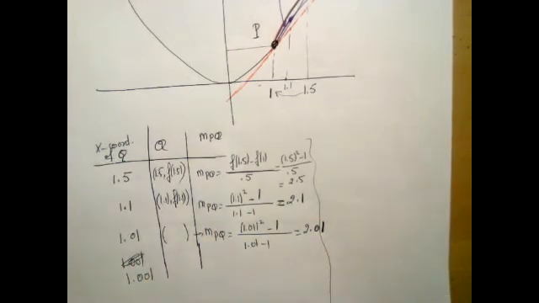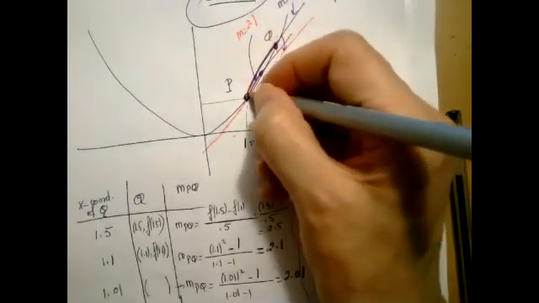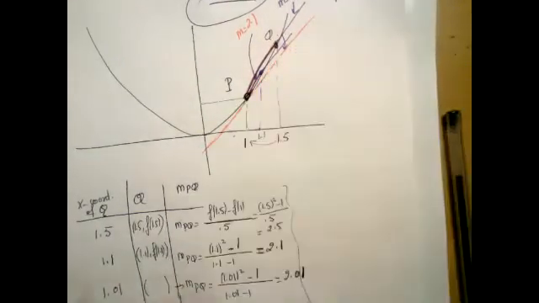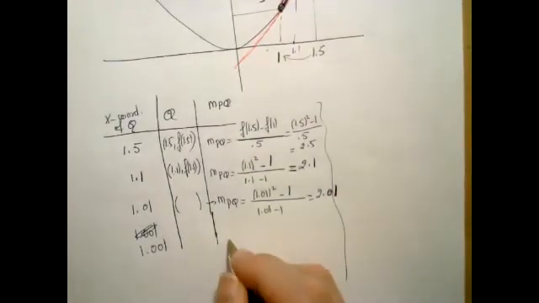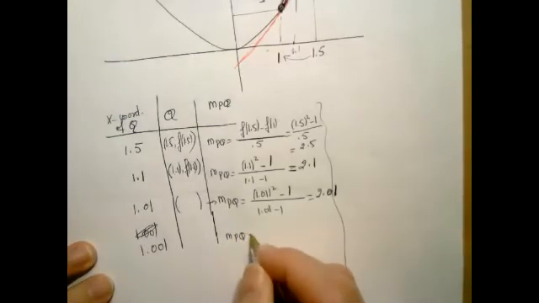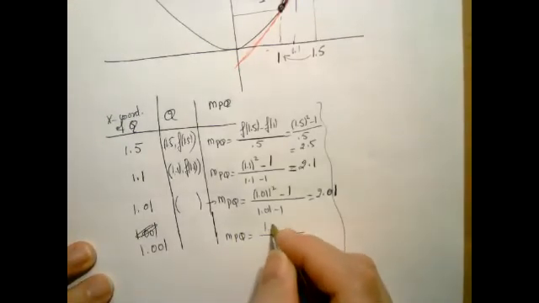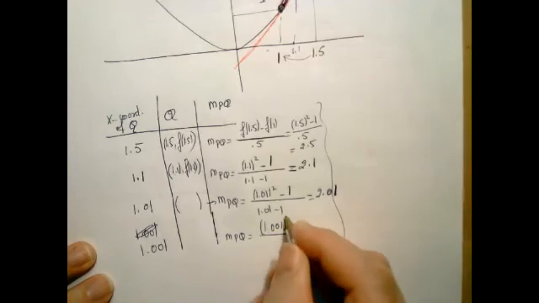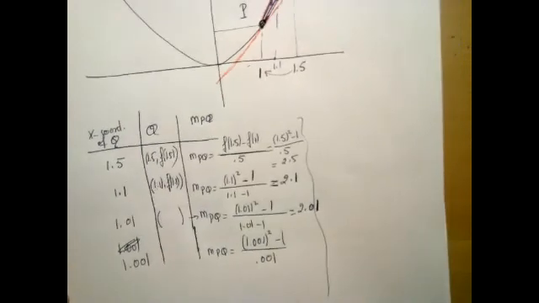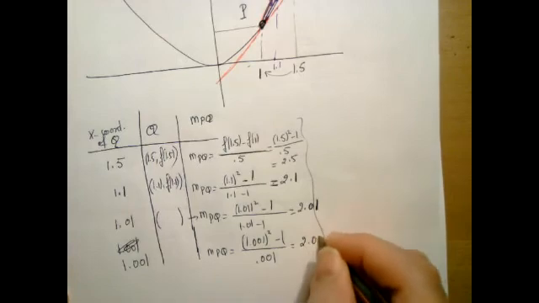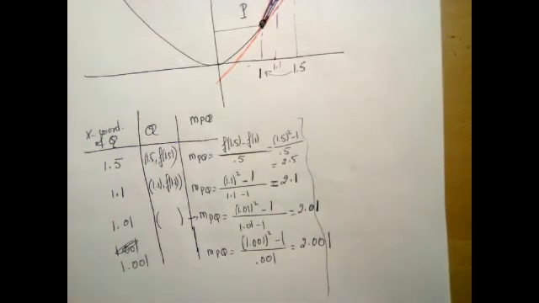1.001. By now, I cannot graph it. I'm really right here, very, very close to the curve. So I'm going to compute the slope here: 1.001 squared minus 1.001, over 0.001. Again, I pick up my calculator and compute, and I get 2.001. Okay, so now, of course, you're going to tell me to stop. You shouldn't keep going anymore.